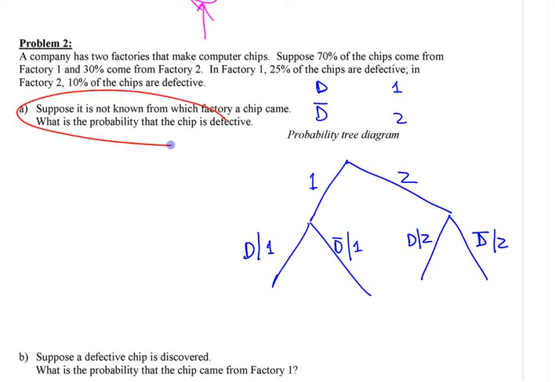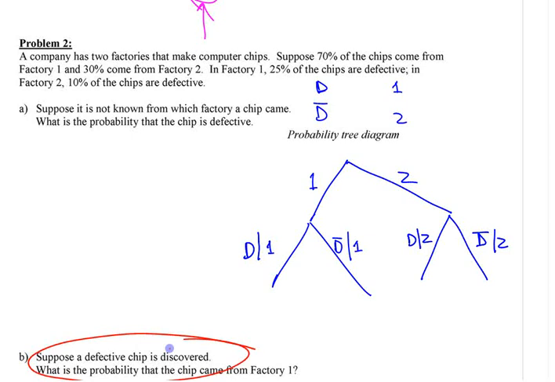Come up with some symbols for these. Use that conditional formula if you want. Have you got some of the numbers filled in? Yeah. Okay, it says 70% of the chips come from factory 1 and 30% from factory 2. So if you just pick up a chip at the end, this is 70% here. This is 30%.